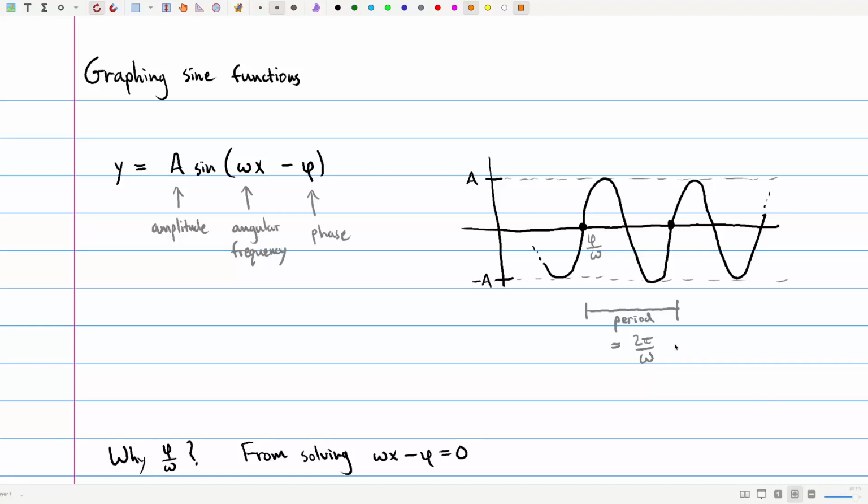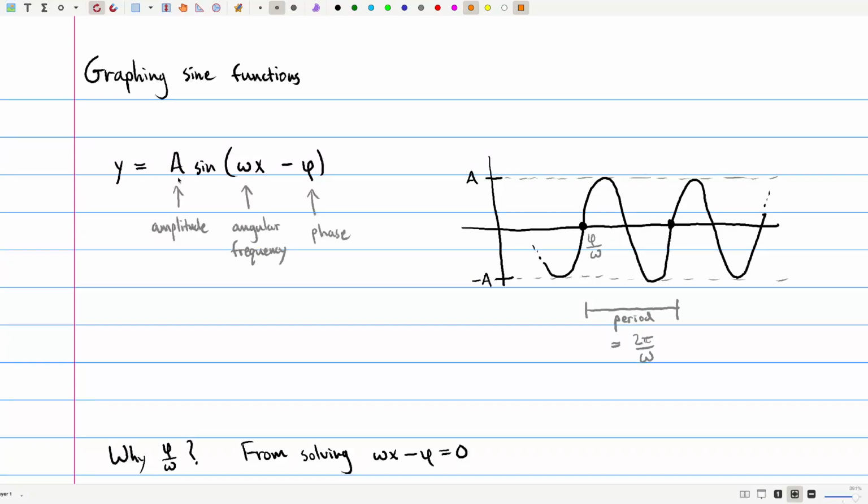Hello everyone. In this video we're going to talk about graphing sine functions. The kinds of functions that we're considering are of a very specific form, a times sine of omega x minus phi. A is a quantity known as amplitude, omega is a quantity known as angular frequency, and phi is a quantity known as the phase. Usually phi is in the range of 0 to 2 pi, but there's no reason to limit yourself to that.